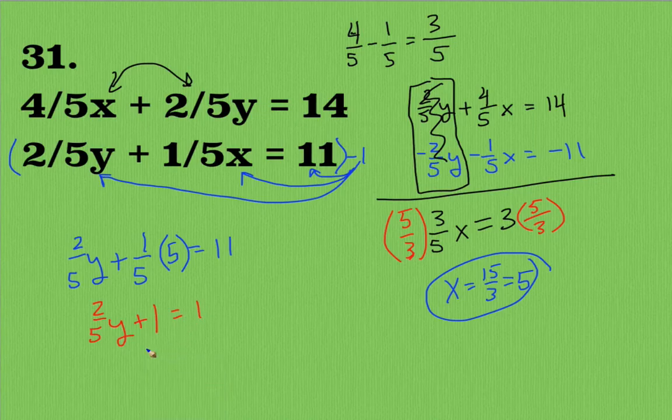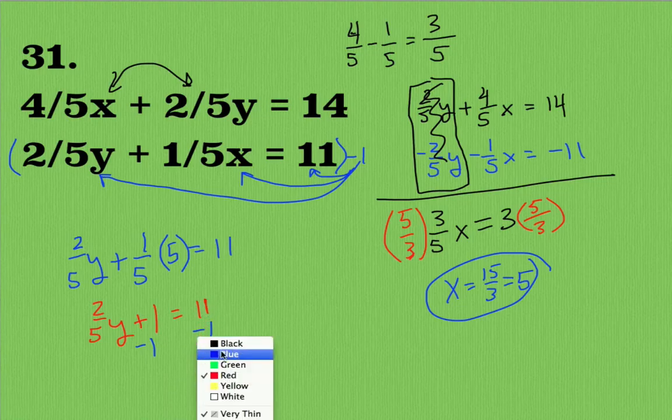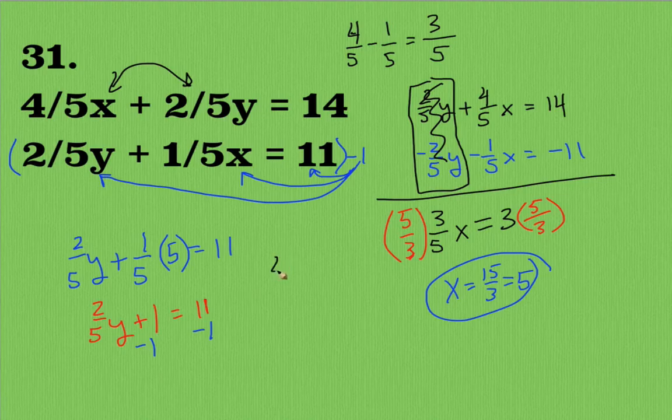Okay, so I need to get rid of this 1 here. Oh, that's not 1. Sorry, there we go. That's much better. Okay, so my new equation I'm going to do over here, 2/5 y equals 10. So I'll multiply by my reciprocal to get a 1.